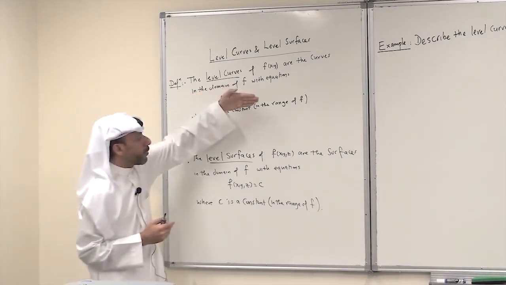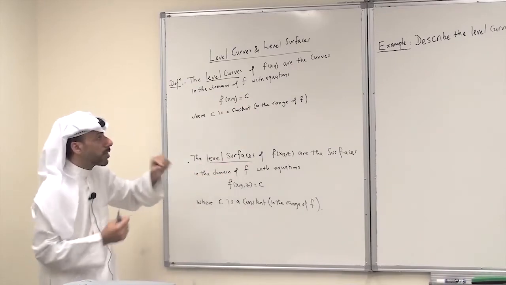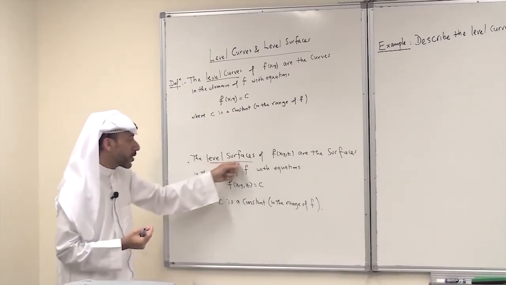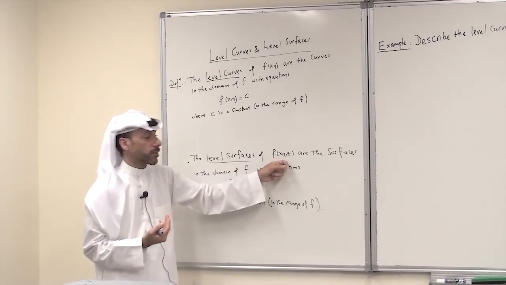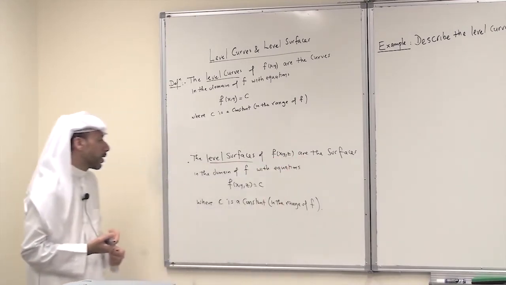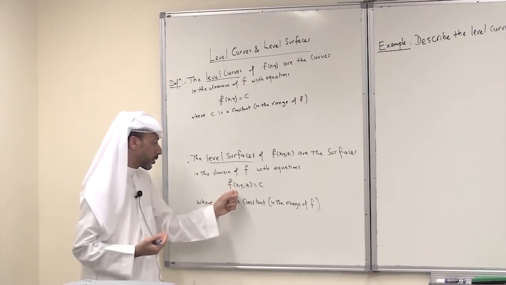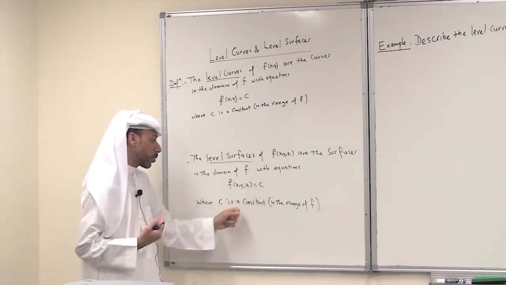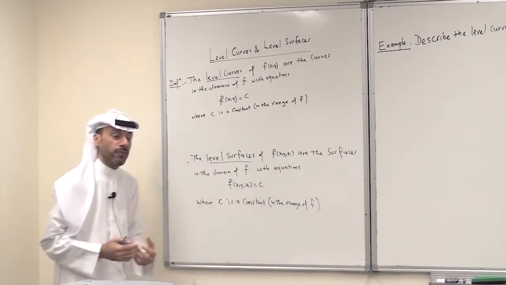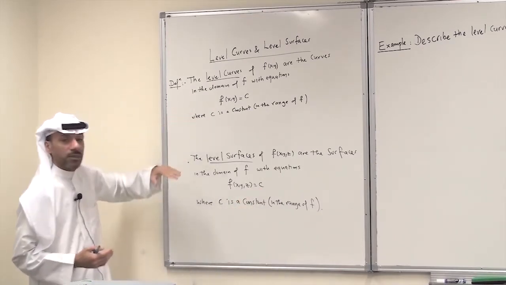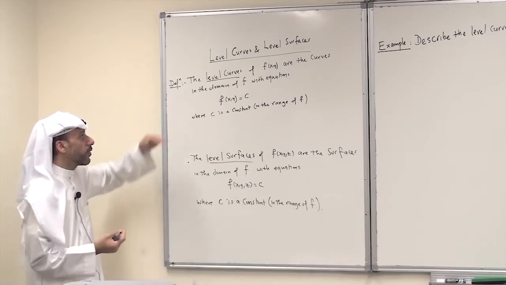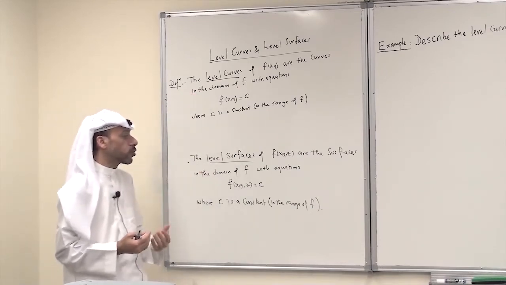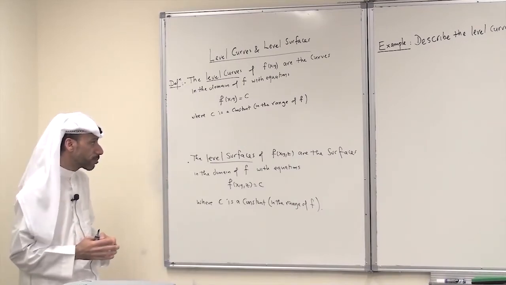For functions of 3 variables, we have the same definition, but the terminology is level surfaces. So the level surfaces of a function of 3 variables are the surfaces in the domain of f with equations f of x, y, z equals c, where c is a constant in the range of f. So the same definition, but different terminology: level curves for functions of two variables, and level surfaces for functions of three variables.